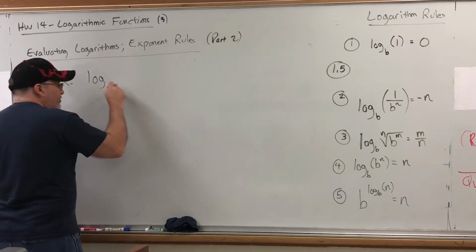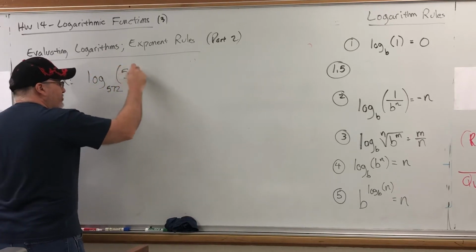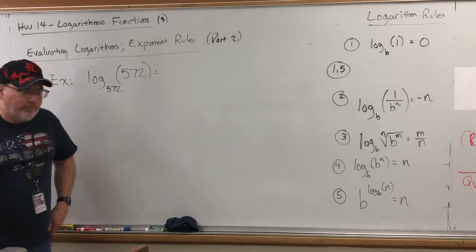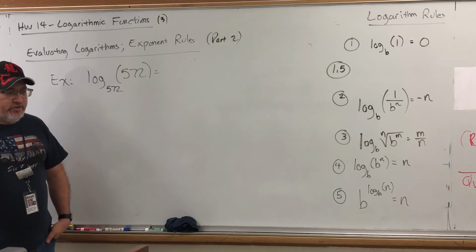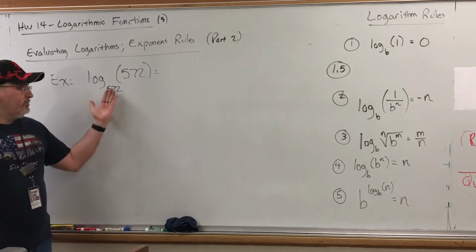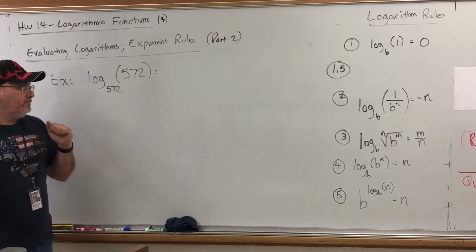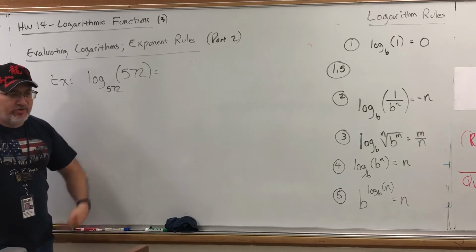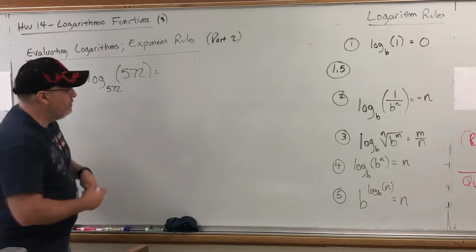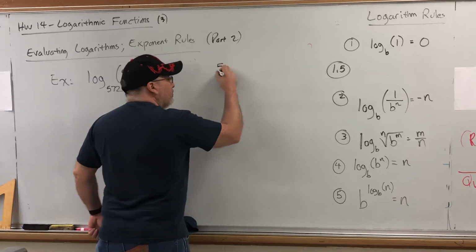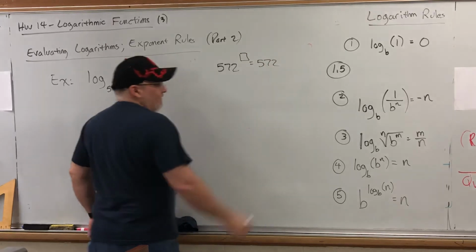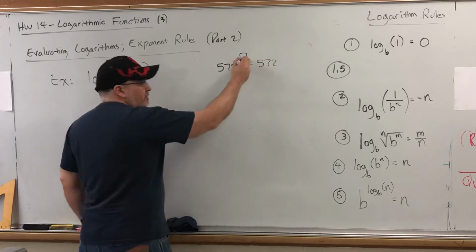Log base 572 of 572. Think about the question. The question is, what power turns this into that? Well, what power would you put on a 572 so that the answer is 572? In other words, what exponent goes here? And I think it's fairly transparent that it's 1.